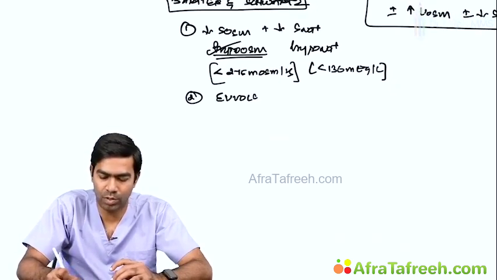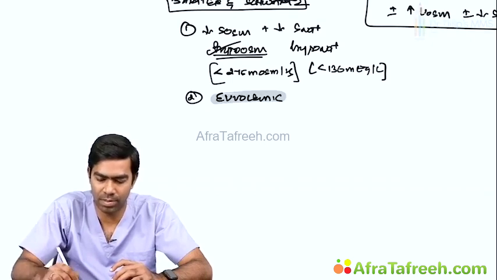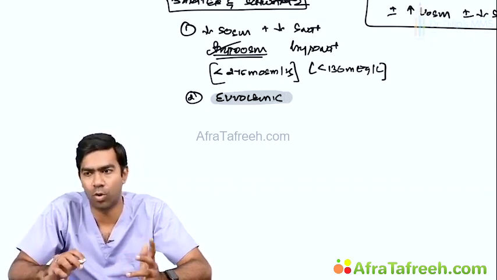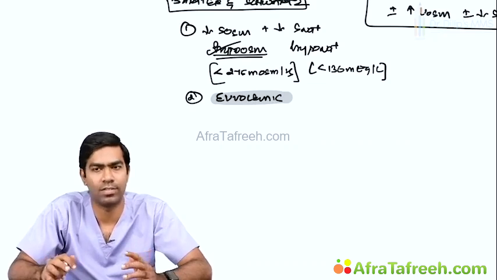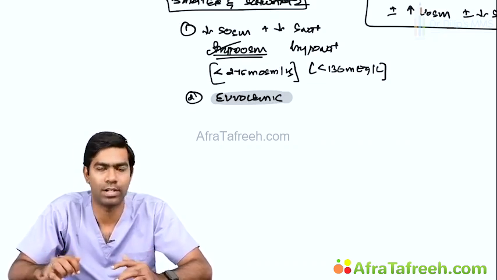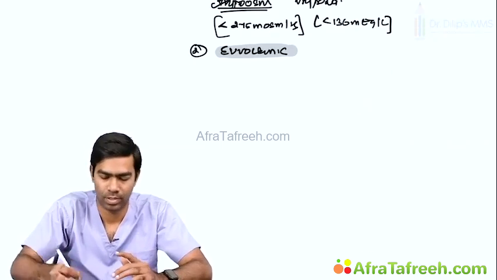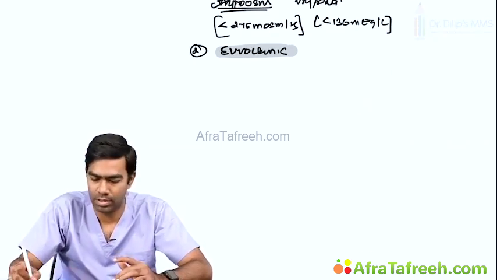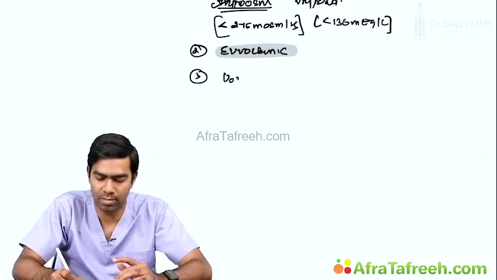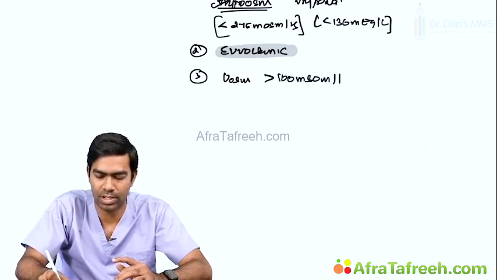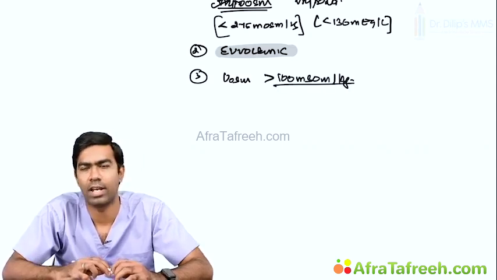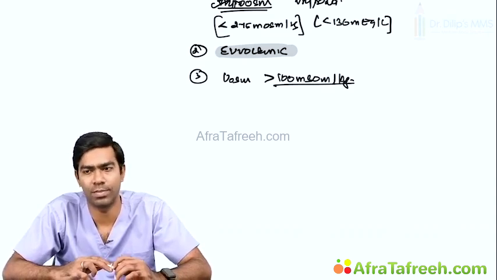Point number 2. Patient should be clinically euvolemic. I have told you multiple times, only euvolemic patients can be diagnosed as SIADH. If the patient is not euvolemic, do not diagnose SIADH. It's wrong. Number 3, the urine osmolality should be at least more than 100 milliosmoles per kilogram, which means the urine is at least decently concentrated. With dilute urine less than 100, you cannot diagnose SIADH, which means in SIADH the urine should be concentrated only.